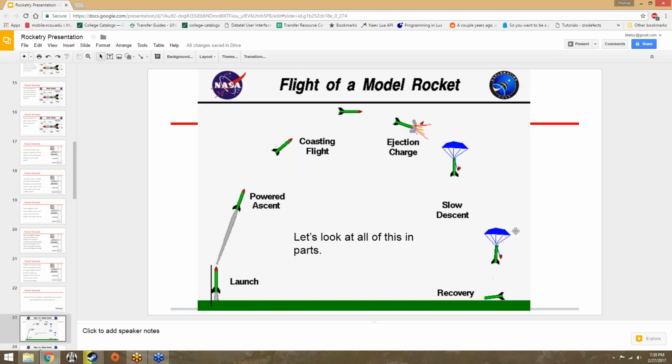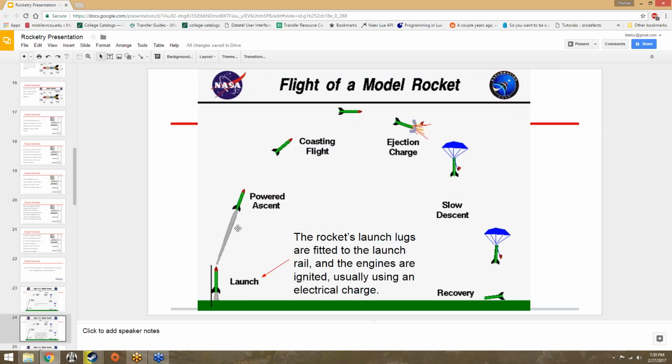So we'll look at this entire diagram in separate parts. You'll have your rocket sitting on the launch pad with the launch lugs affixed to the launch rail. The rocket is pointed upwards. It's probably sitting on a small pad in order to provide something to shoot off of at launch time. And then the engines are ignited, usually using a small electrical charge.